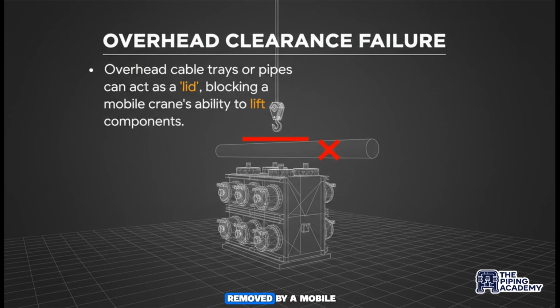And the third common failure is overhead clearance. Sometimes these bundles are removed by a mobile crane lifting them out. Well, if you route a big cable tray or a large flare line directly above the exchanger's center line, you've effectively put a lid on the equipment. You've completely blocked the crane's ability to get in there and make the lift.